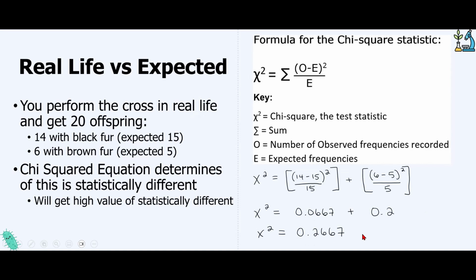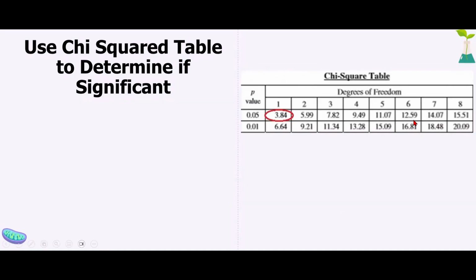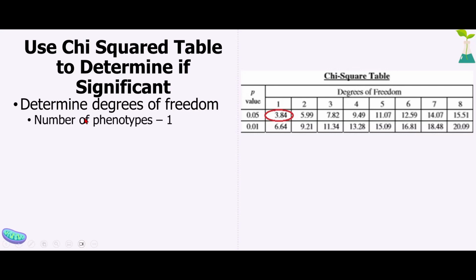Now, what does this mean? Well, then there's a table, and so the chi-squared table basically gives us a cutoff value to determine if it's significant or not. First thing you want to do is determine your degrees of freedom. So there's different ways to determine the degrees of freedom, but to keep it simple in biology for Punnett squares specifically, the equation is your number of phenotypes that you're dealing with minus 1.